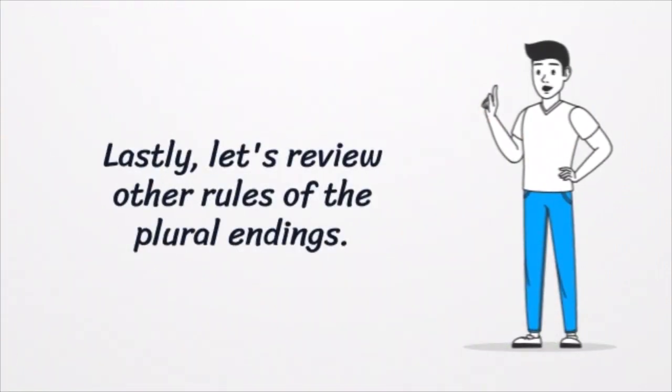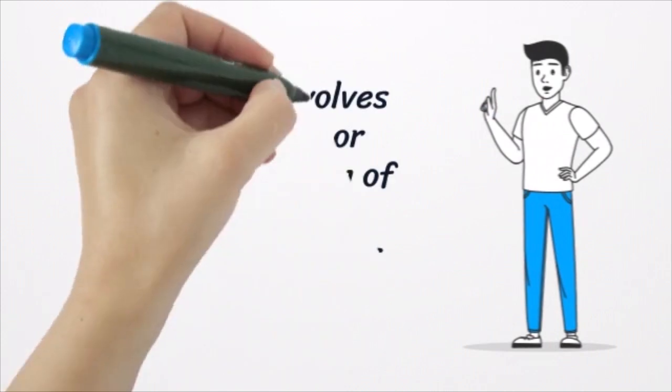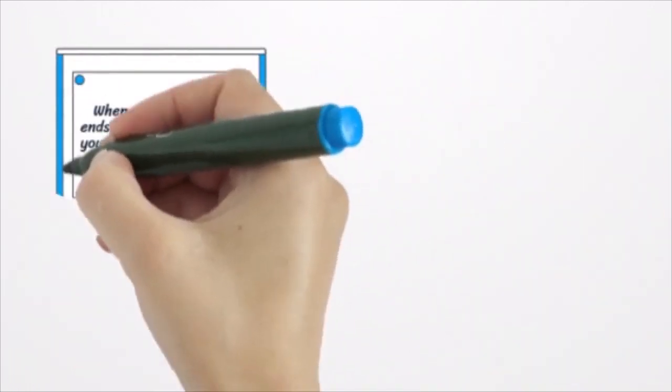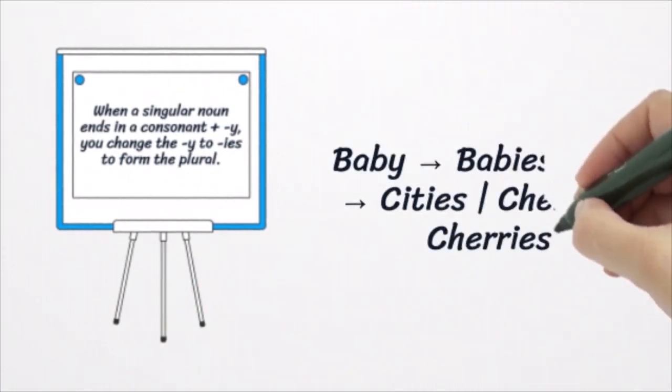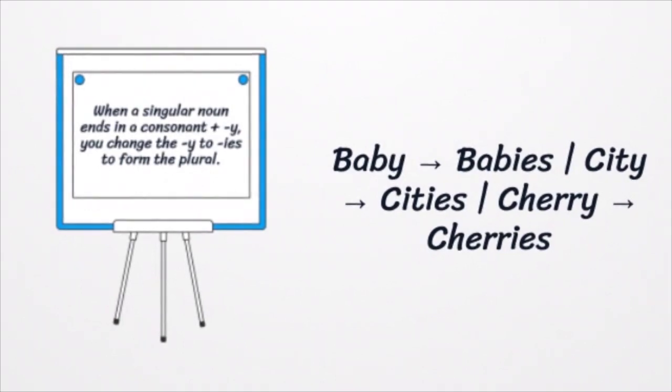Lastly, let's review other rules of the plural endings. Typically, it involves adding letters or changing the form of a word from its singular form to its plural form. When a singular noun ends in a consonant plus y, you change the y to ies to form the plural. For example, baby babies, city cities, cherry cherries.